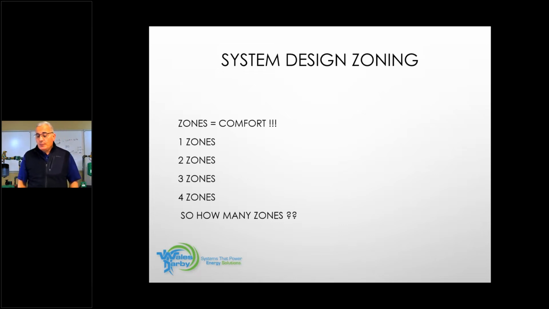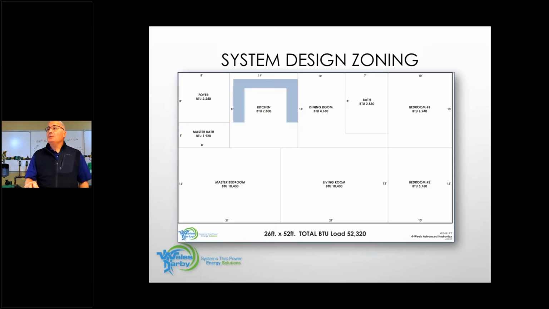I could put the 2 bedrooms together as a zone, the dining, living room, and bath as a zone, the foyer, master bath, and master bed as a zone, and the kitchen, I think, should stand alone because it's going to be a challenge. So if that's what we've decided, that's what we're going to do.